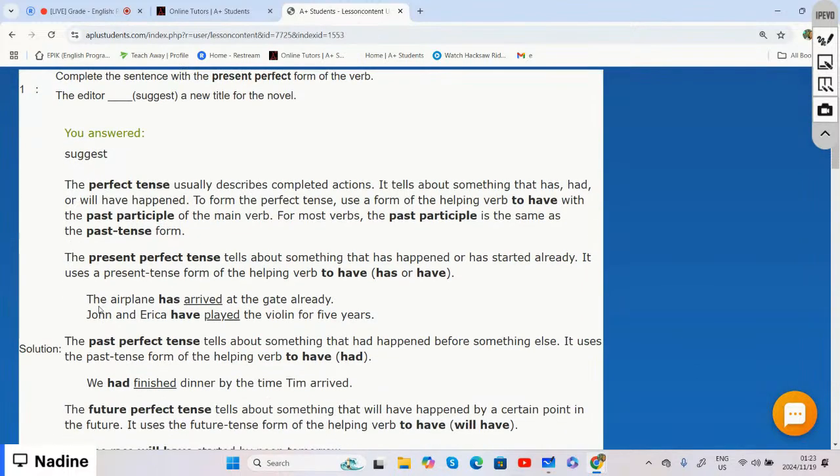All right, and it says the perfect tense usually describes completed action. It tells about something that has happened, had happened, and will have happened. And to form the perfect tense, we need to use the form of the helping verb to have with the past participle of the main verb. And for most of the verbs, the past participle is the same as the past tense form.